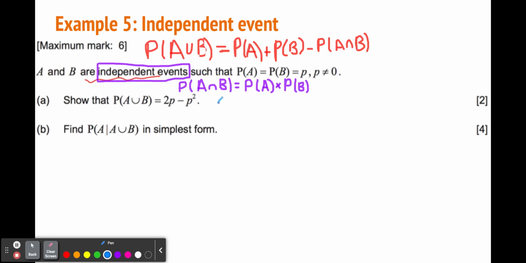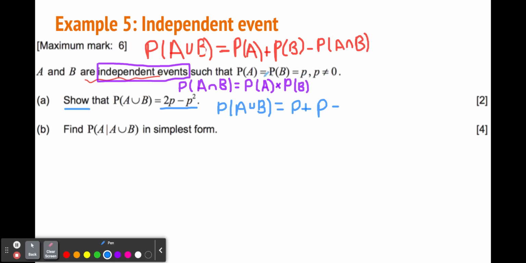So for part A here, they're asking us to show that the probability of A union B is equal to this. Well, when we do a show that question in the IB, we cannot start with the answer. So I need to work with this in order to get this answer here. So I can use the fact that I have this red equation from the formula booklet. And I know the probability of A is equal to P, and that's the same as the probability of B. Now, I need to subtract this by the probability of the intersection of A and B.